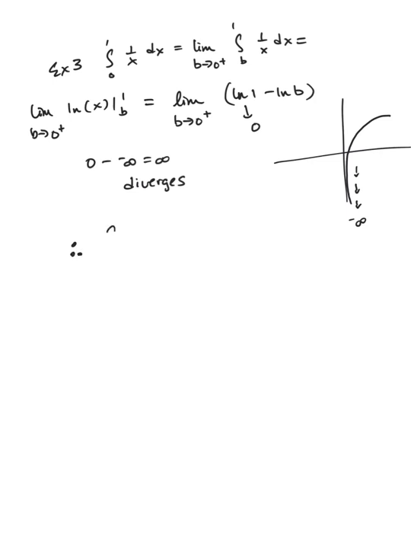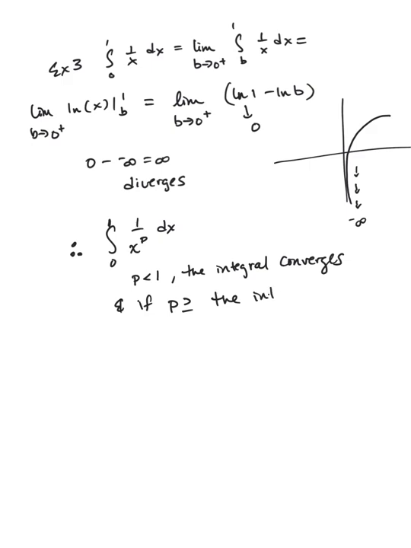Okay, therefore, when you have the integral from 0 to 1 of 1 over x to the p, we'll just call it p, dx, if p is less than 1, sorry about that, I said it wrong, the integral converges. And if p is greater than or equal to 1, the integral diverges.